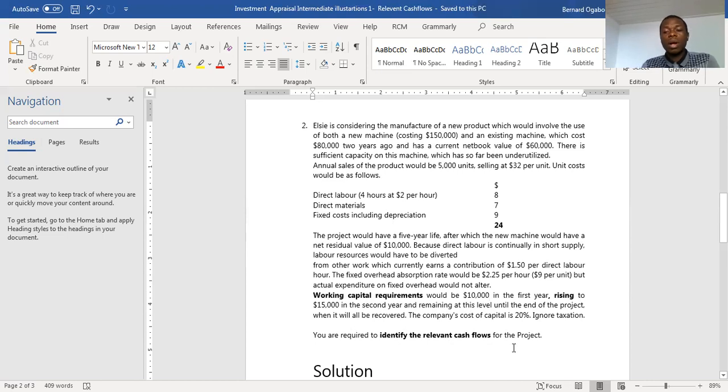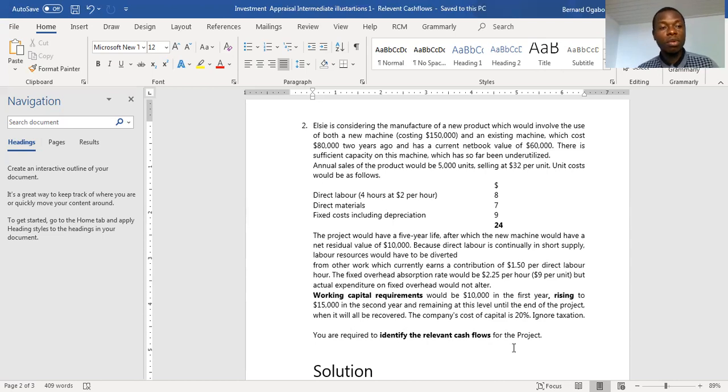So what we are going to do actually is just to identify the relevant cash flows. We are also not going to estimate anything. If you want to see how these methods are estimated, you can look at the first video or the subsequent videos that will come after this one, because we want to identify relevant cash flow.